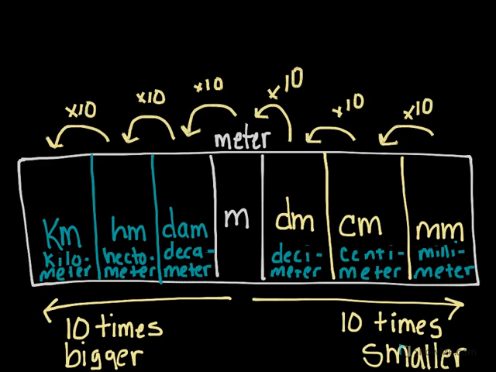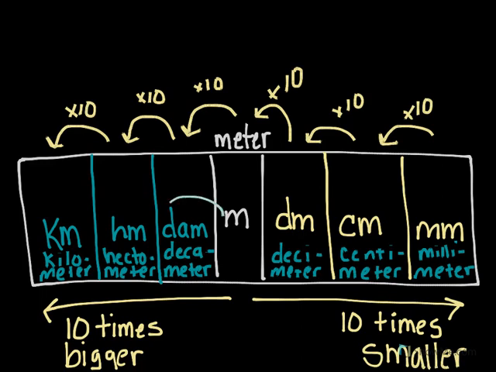So this diagram is explaining what is happening. So if we start with our base unit of meter, we are just multiplying by 10 as we go through. So if I start over with millimeters, a centimeter is 10 times as big as a millimeter. And a decimeter is 10 times as big as a centimeter. A meter is 10 times as big as a decimeter.